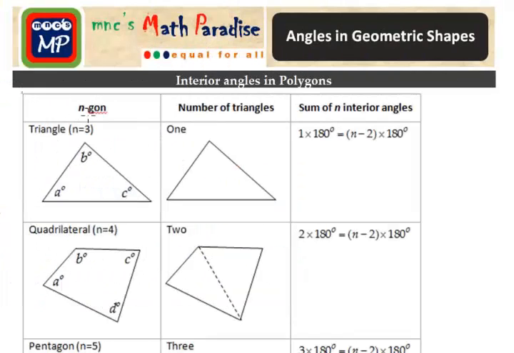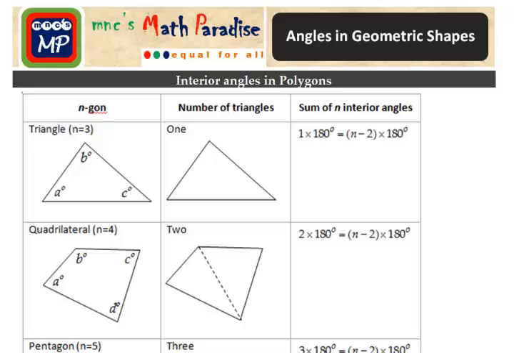A polygon is called an n-gon if it has n arms. So for example, this polygon has 3 arms, so it's a 3-gon, which is a triangle. If a polygon has 4 arms, then it's a 4-gon, but its common name is quadrilateral.